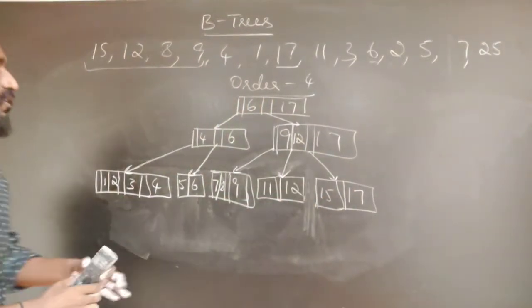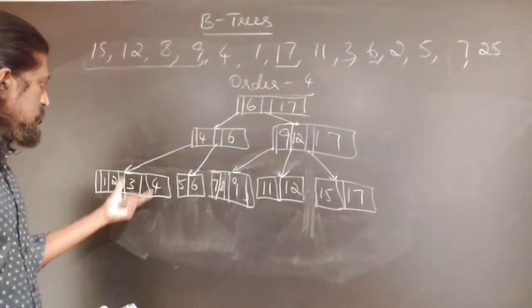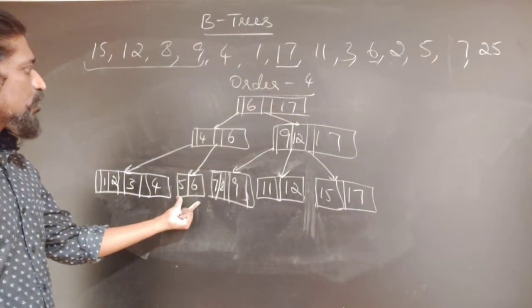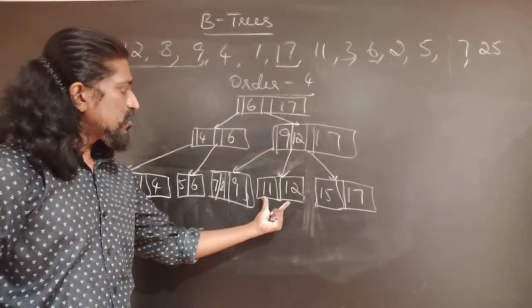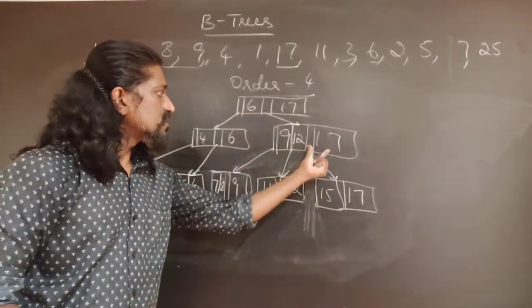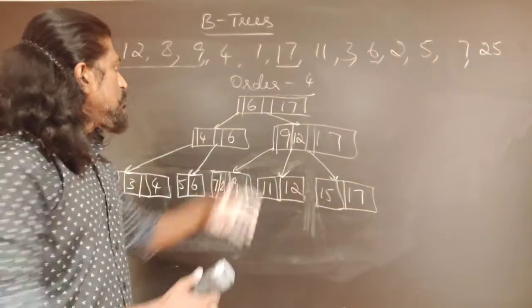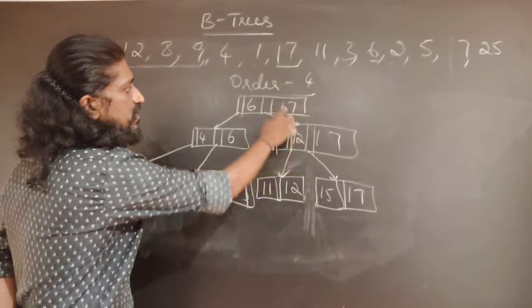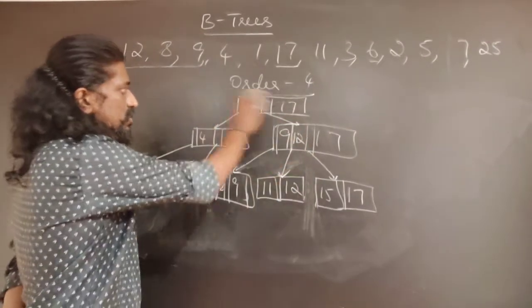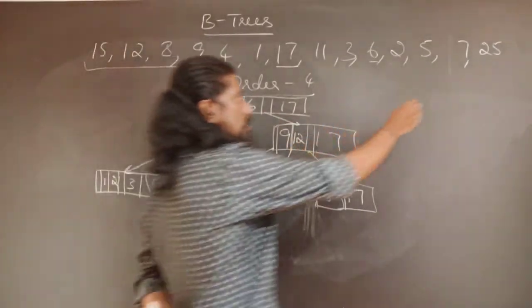Before that we can check whether the B-tree's properties are holding. Less than or equal to 4, greater than 4, less than or equal to 6, less than or equal to 9, greater than 9, less than or equal to 12, greater than 12, less than or equal to 17. And if you come to the root, less than or equal to 6, okay, greater than 6 and less than or equal to 17. So now the B-tree is perfect. We need to insert 25.